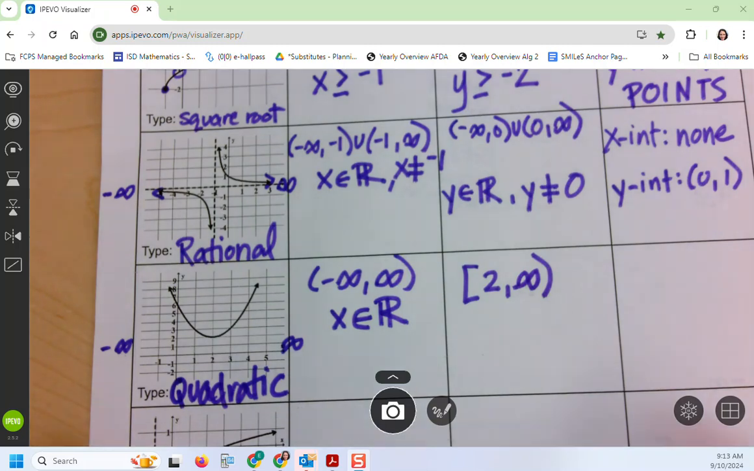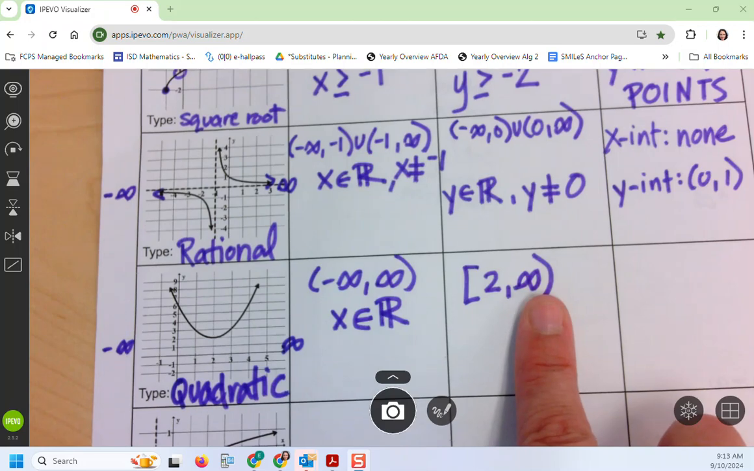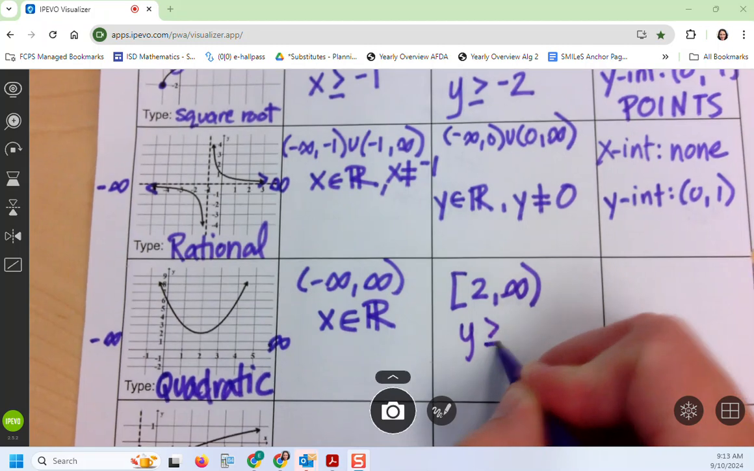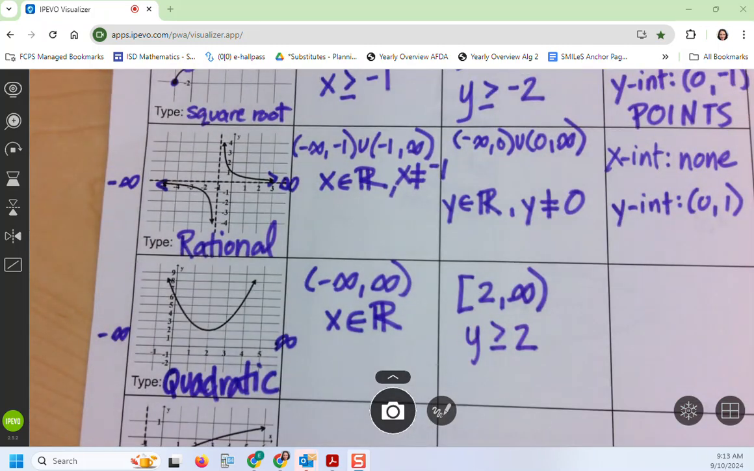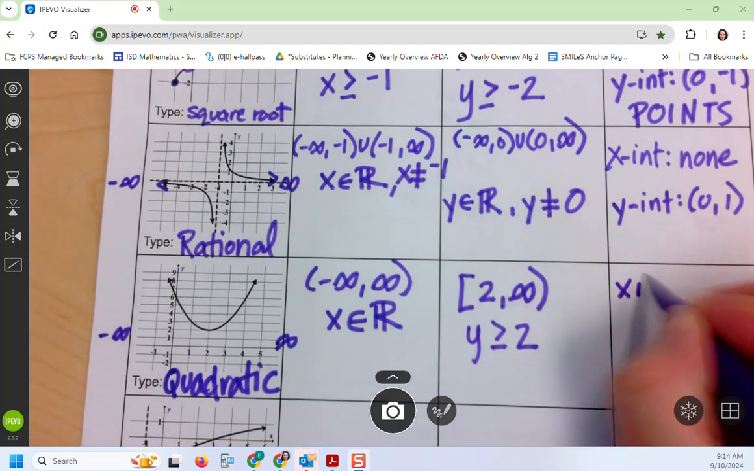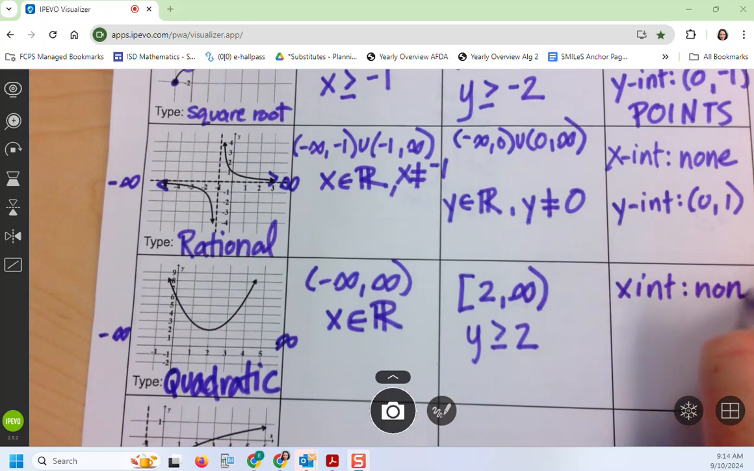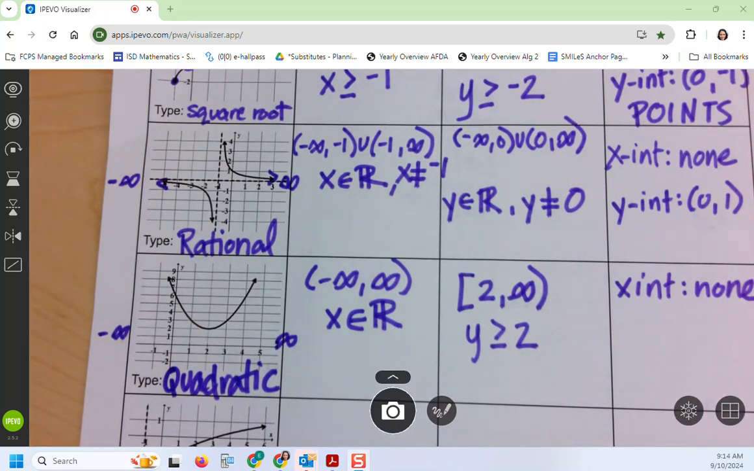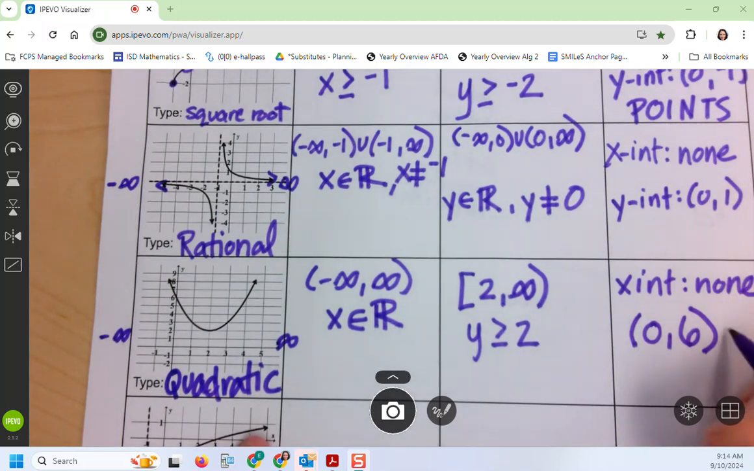All right. Then we're looking for how to write this in inequality notation. And I found it up here. Right here. Y is greater than or equal to 2. All right, this function does not have what type of intercept? It doesn't have an x-intercept, right? See how it doesn't go low enough to have an x-intercept? So no x-intercept. And then what's the y-intercept going to be? 0, comma what? Oh, I didn't label that. So 0, 6 is my y-intercept.